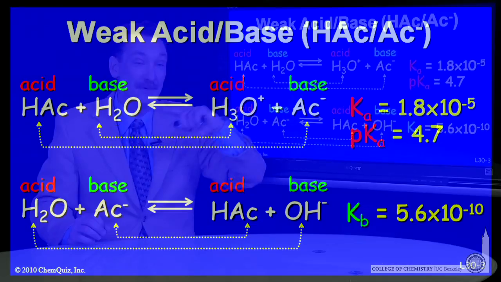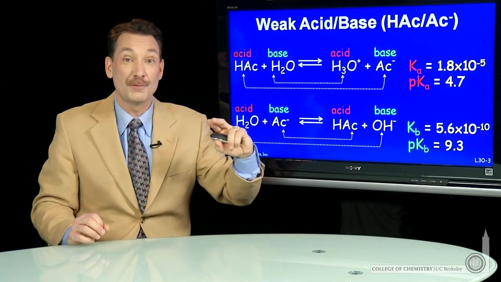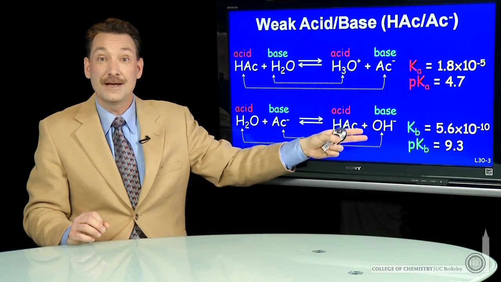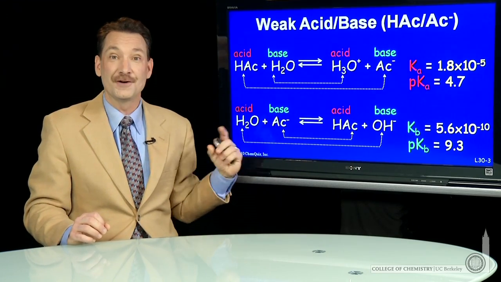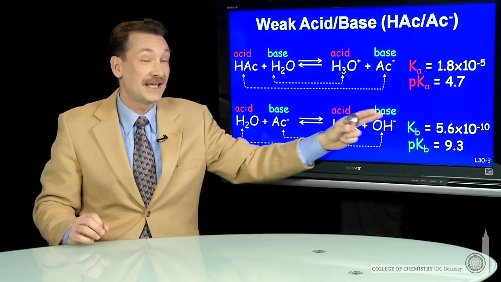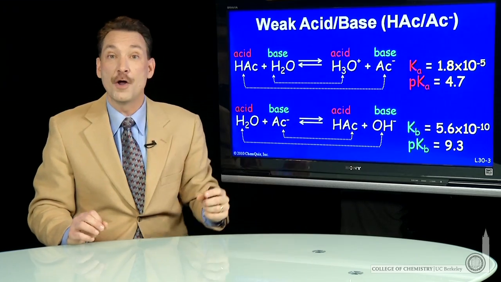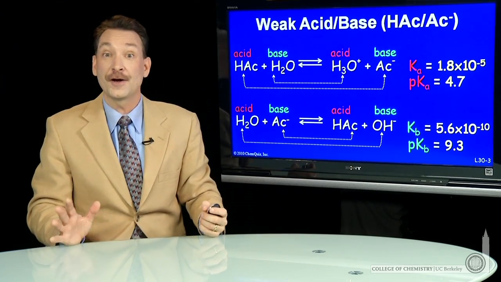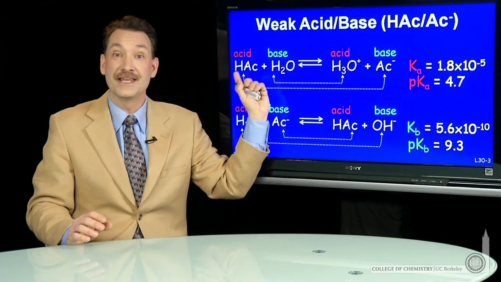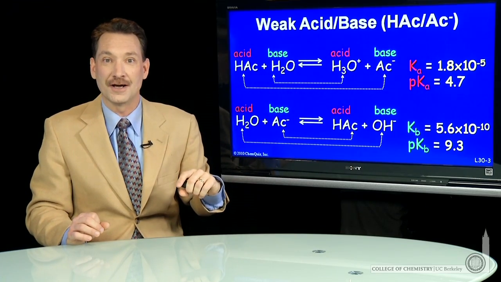I can get a Kb for that, 10 to the minus 10, and a pKb, 9.3. Again, you'll notice this is a small number. This is a weak base. This favors the reactants. You should also notice that Kas and Kbs, even though they're not reversed, that is, Ka isn't 1 over Kb, they are correlated. The larger the acid dissociation constant, the smaller the base dissociation constant.